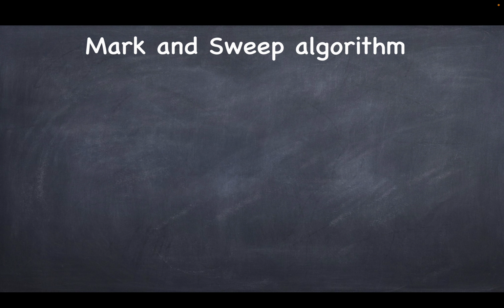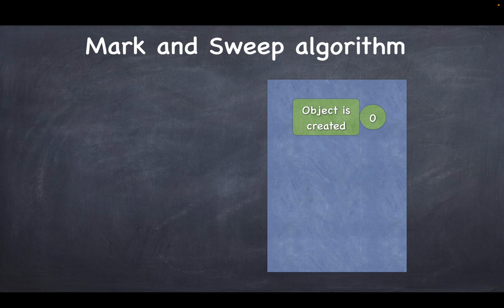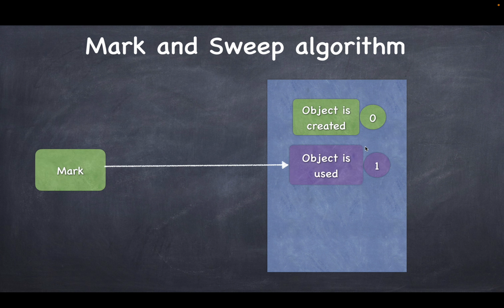Let's now try to understand how the mark and sweep algorithm helps with the garbage collection of Java. Whenever we create an object in Java, it will create that object in the heap space. So let's assume this is a heap space. My object is created. Whenever my object is created, that object will be marked with the number 0. And then if the object is used, the mark algorithm will change the number from 0 to 1. So whenever an object is attached with the number 1, it means that the object is being used.